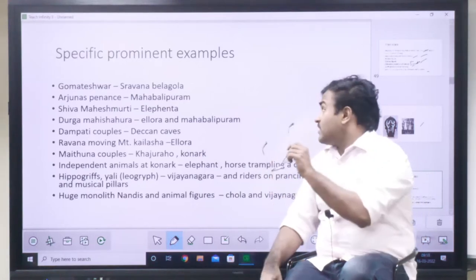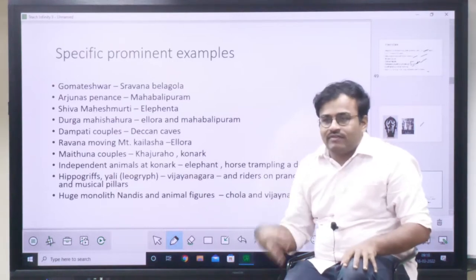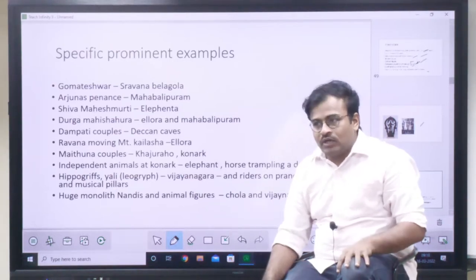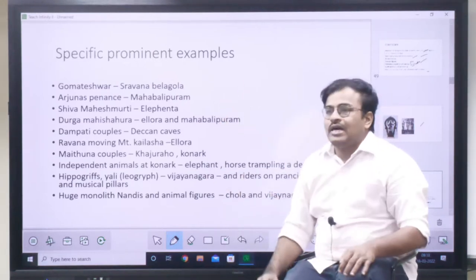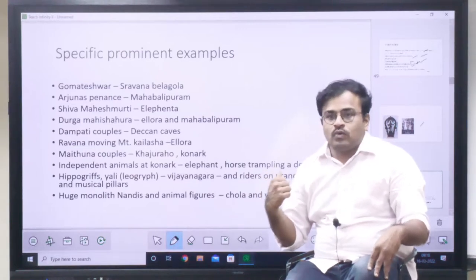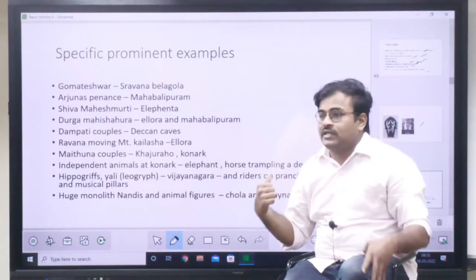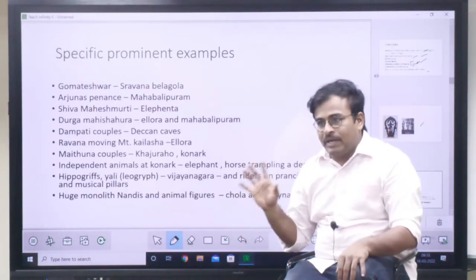Of these, the first and most important one is this Gomateshwara image in Sravanabelagola. Yesterday itself I talked about his mudra called Kayotsarga Mudra, so that is important. And the second one is this famous image on which UPSC already asked a question, which is known as Arjuna's Penance, present at Mahabalipuram.